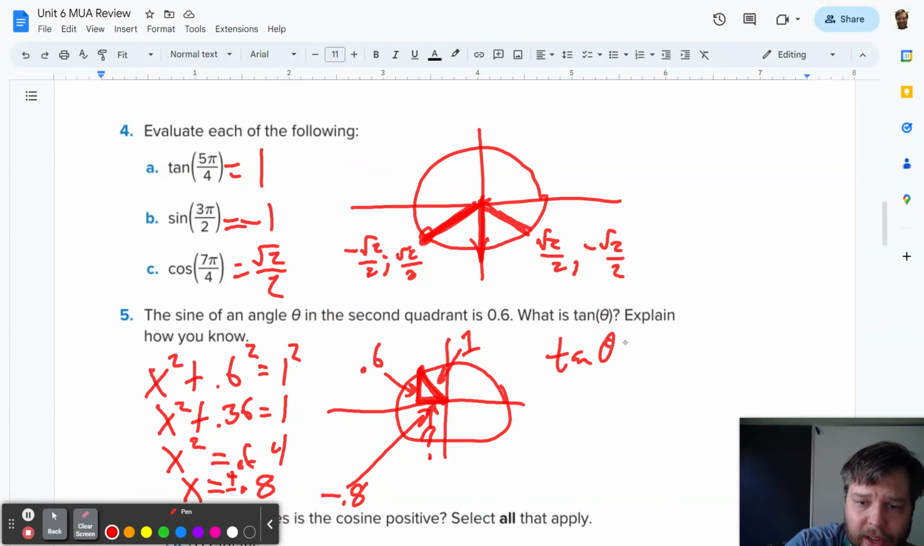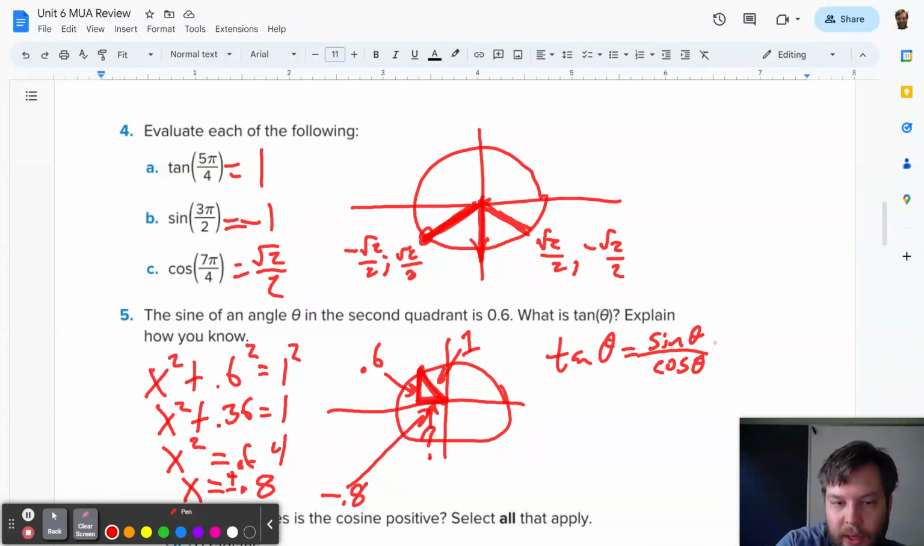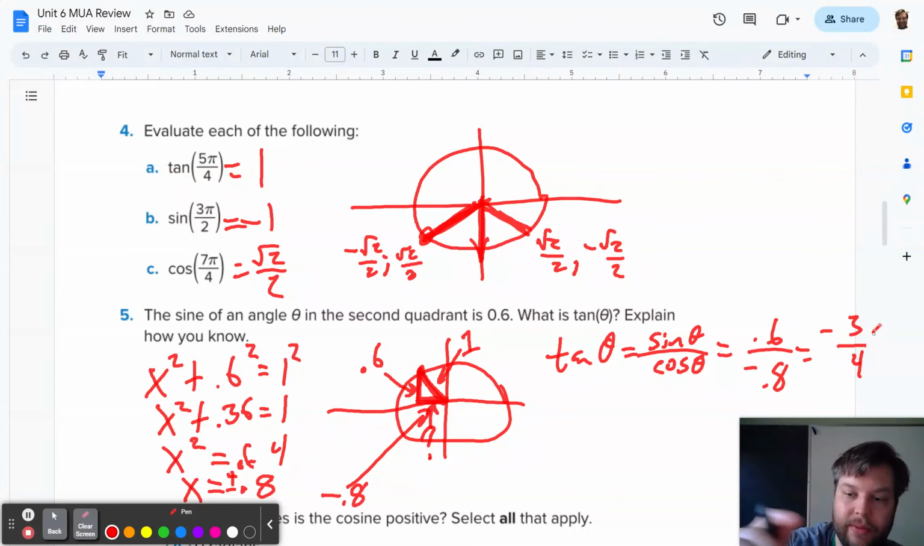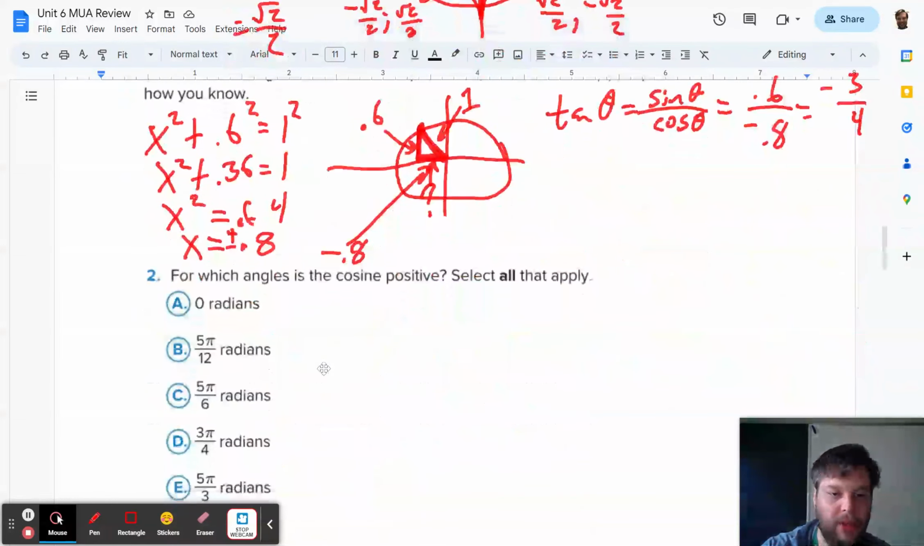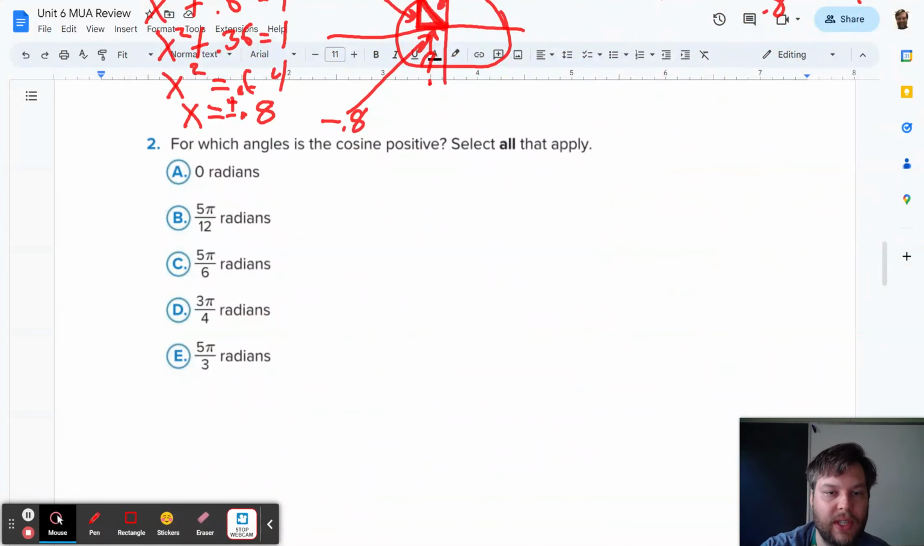So the tangent value is always going to be the y-coordinate divided by the x-coordinate because that's opposite over adjacent. So here we have 0.6 over negative 0.8. If you want to reduce that, you can. It's negative 3/4. All right, beautiful.